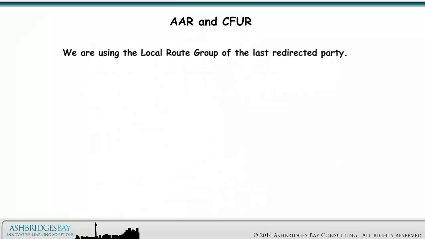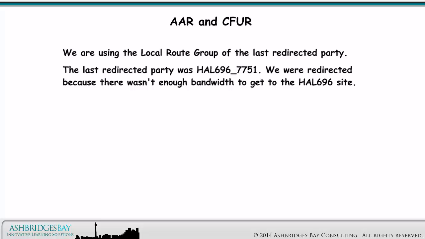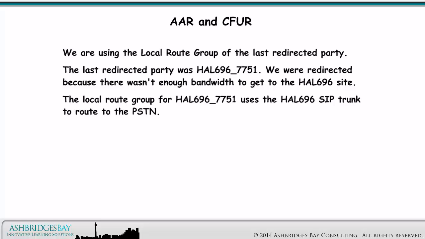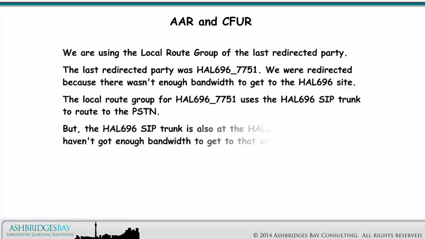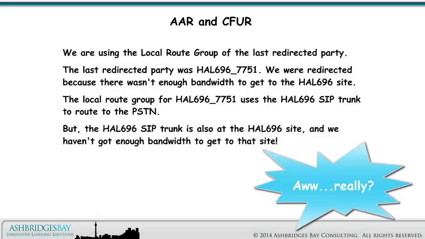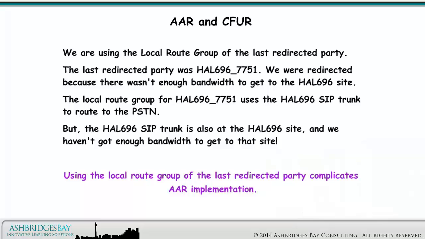Can you see why the call failed now? We are using the local route group of the last redirected party. The last redirected party was Halifax 696-7751. We were redirected because there wasn't enough bandwidth to get to the Halifax 696 site. The local route group for Halifax 696-7751 uses the Halifax 696 SIP trunk to route to the PSTN. But the Halifax 696 SIP trunk is also at the Halifax 696 site, and we haven't got enough bandwidth to get to that site. Using the local route group of the last redirected party complicates AAR implementation.